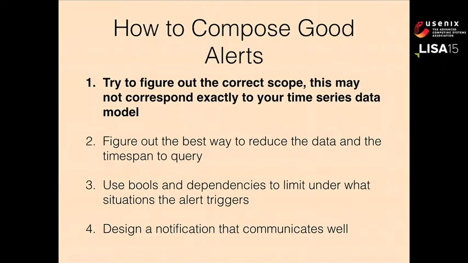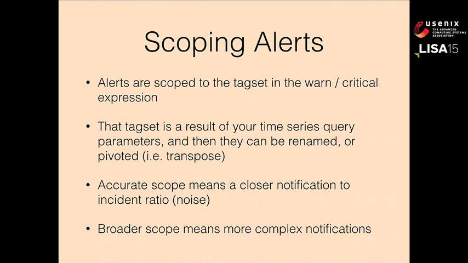So as far as things I've learned on composing alerts, one of the first important things is to figure out the correct scope. Like I said, the scope doesn't tie to your data model necessarily. So there's scope to the final tag set, and we provide various functions that'll let you transform and pivot that final group so you can have alerts that are more all-encompassing as opposed to individual alerts per object. And when you have an accurate scope, it means you're going to get fewer notifications per incident, right? You'll get a better ratio there.